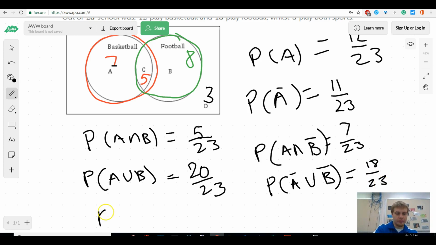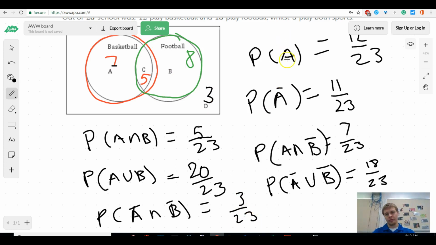And let's do one more. So let's do the probability of, oh, I don't know, not A and not B. Well, the only thing that is not A and not B is that 3, so that'd be 3 over 23. Okay. So as you go through this and do the different things, they can ask you a lot of probability questions, but the basic idea is try to figure out what it's asking for and think about where it is on the Venn diagram.